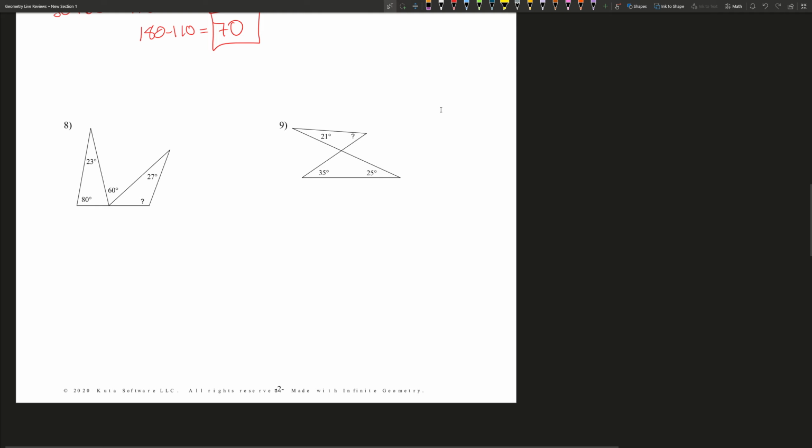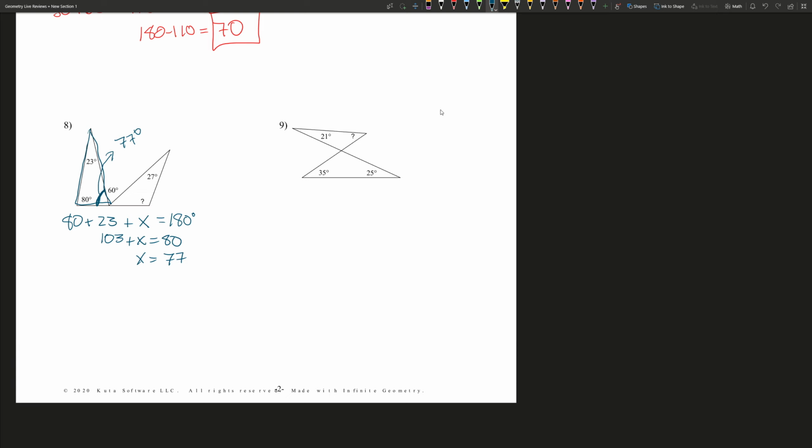On number 8, instead of vertical angles, we're actually using a linear pair. So in the triangle on the left, we need to solve that first. So 80 plus 23 plus our unknown, we'll call that X, should equal 180. So 103 plus X is equal to 180. So X will be 77. So this angle is 77 degrees.